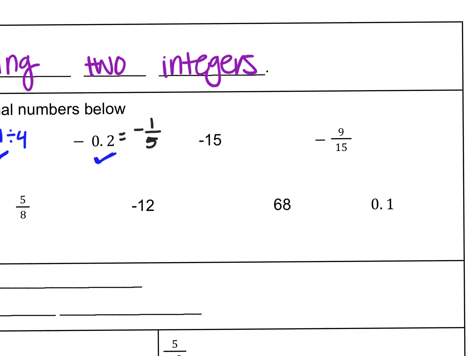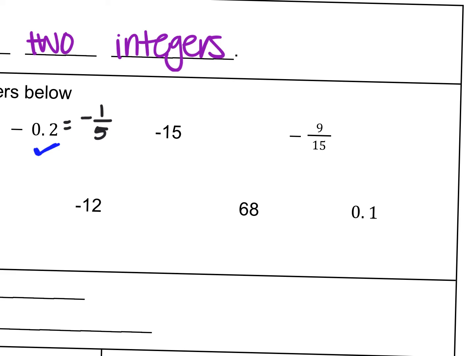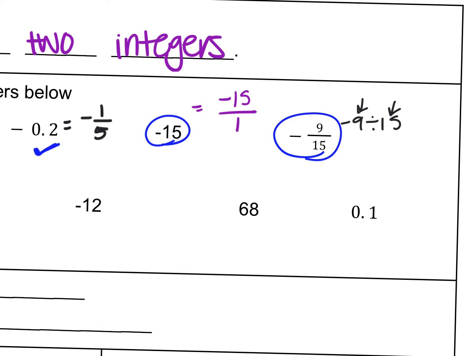All right, so we're going to go through and explain why all of these are rational numbers. So negative 15 I can get by taking negative 15 divided by 1, right? It's just negative 15. This is an integer. This is an integer. I divided them. That's a rational number. Okay. Negative 9/15, that's negative 9 divided by 15. Negative 9 is an integer. 15 is an integer. I divided those two. That makes it a rational number.